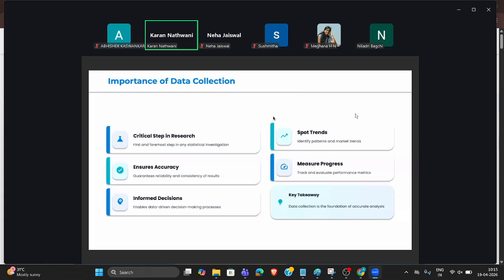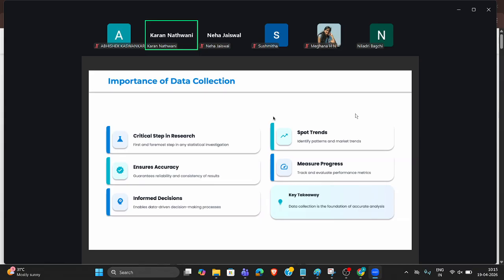So that is what my point was, that your critical step is research. I hope you agree with this point. Data collection is not that difficult, to be very honest. You can collect the data from any source, but a reliable source is the one that will give you consistency of the results.